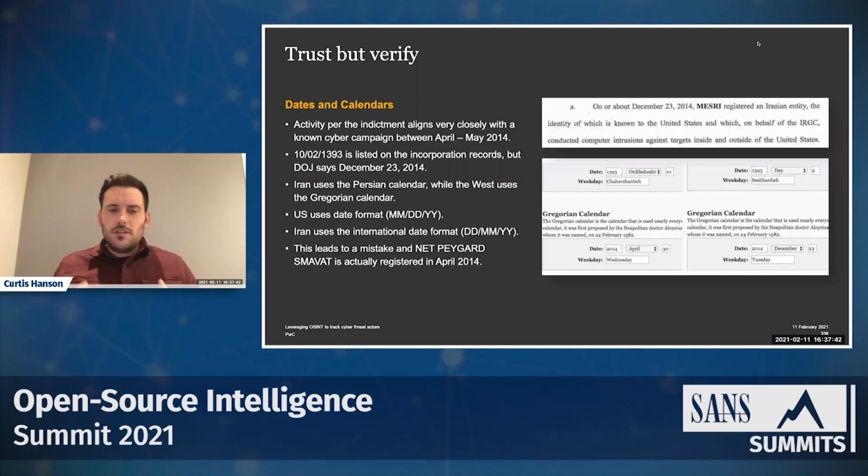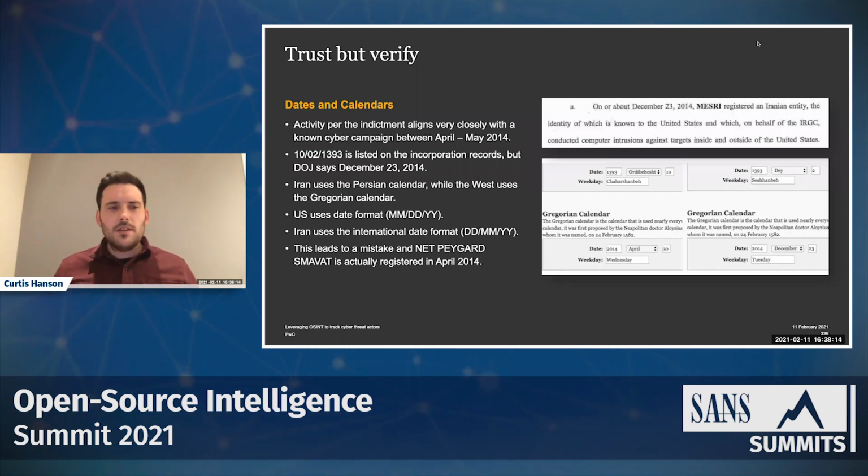Why I'm so eager and frustrated is Mr. Mesri incorporated his company in December 2014. Now, this doesn't make sense, right? You wouldn't register a front company after the fact of doing something malicious. Usually you incorporate a front company and then go do bad stuff. But this was reversed. So this had me on edge of, well, how does everything else match but not this? So at the time I read this, I very much trusted it, but I went out and verified, right? That's the key thing in Intel: trust but verify.